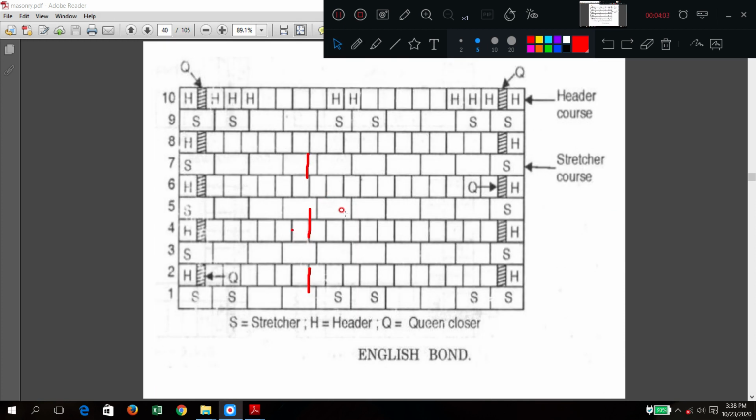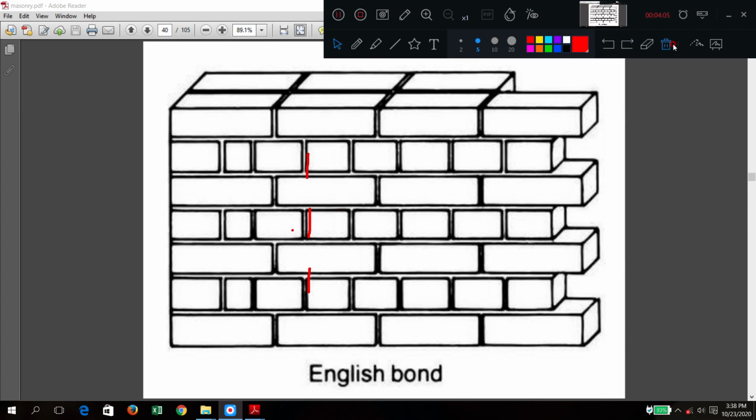Now let us see. Here it is very much clear. I will write stretcher, stretcher, stretcher, stretcher. This is header, header, header. We will see one by one. What they have mentioned is that all the vertical joints in the stretcher, this joint, this joint, this joint, this joint, are in the same line.